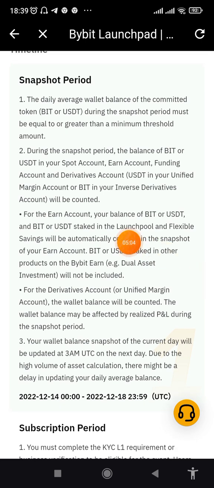So here are some principles that you have to follow. You have to make sure that you have the minimum threshold in your spot wallet, that is 50 BIT tokens or 100 USDT.